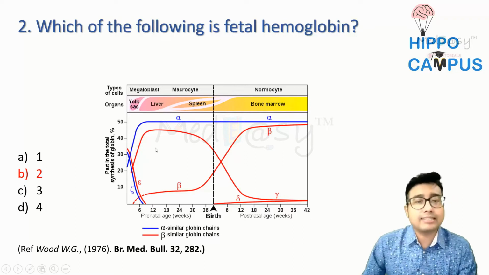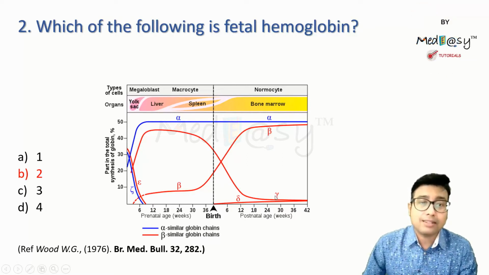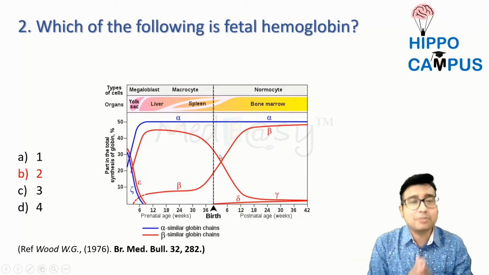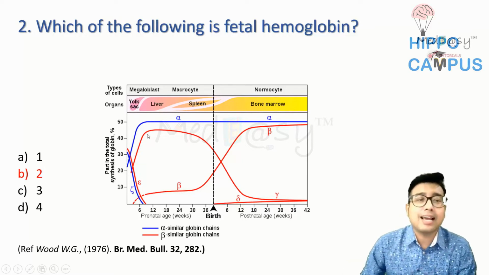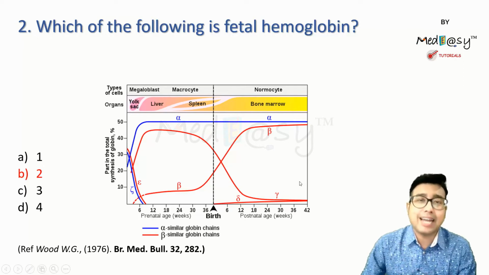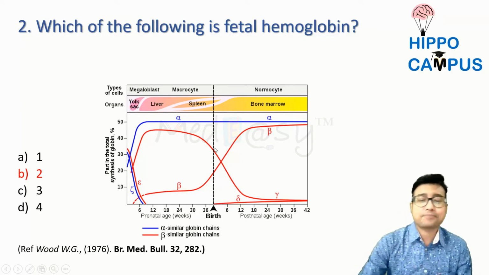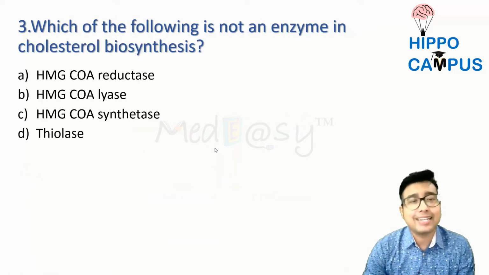So as we guessed, we are talking about gamma, because that is the main globin part of fetal hemoglobin, and so your answer rightly is option number 2. Okay, moving on to the next question.